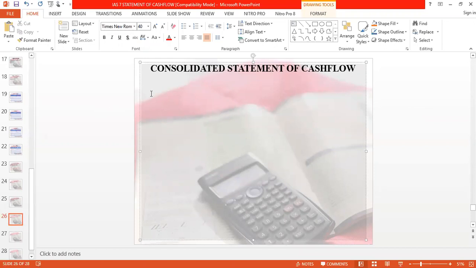Now there are a few notes that I want you to put down, just 3 points or so. In the consolidated, I want you to note the following. There are really not many notes on consolidation. Number one, aggregate cash flows from the three components.